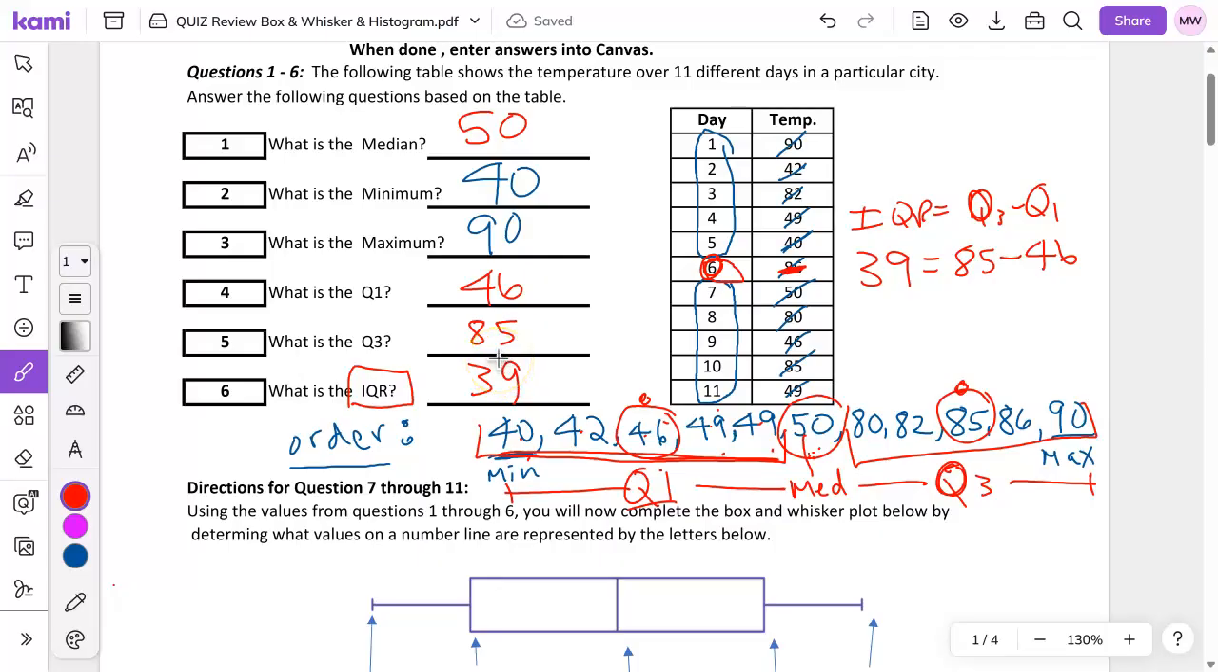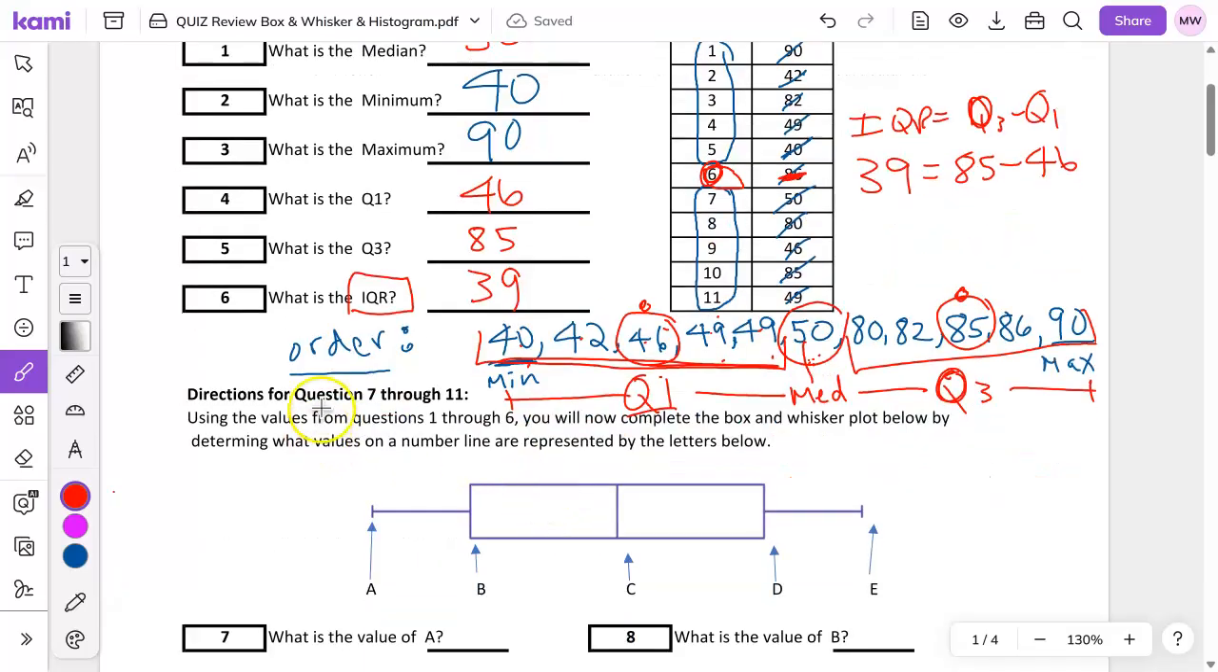Okay, the next thing we're going to do is make a box and whisker plot based upon the information we get here and here. Like it says, questions 7 through 11 are based on questions 1 through 6. You're going to use these values, okay? So make sure you translate this in Google Translate if you don't understand the directions, okay? So if you remember, the minimum is just going to be right here. Remember, A is the minimum, B is Q1, C is the median, D is going to be Q3, E is the max.